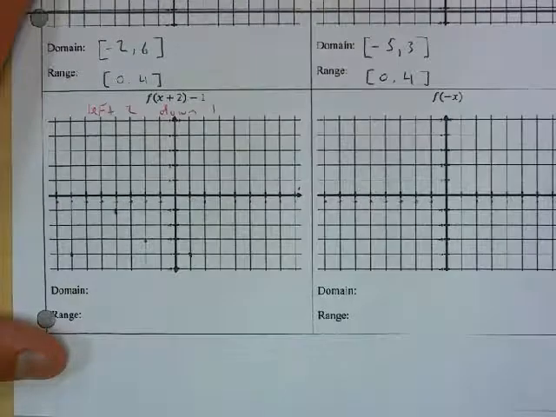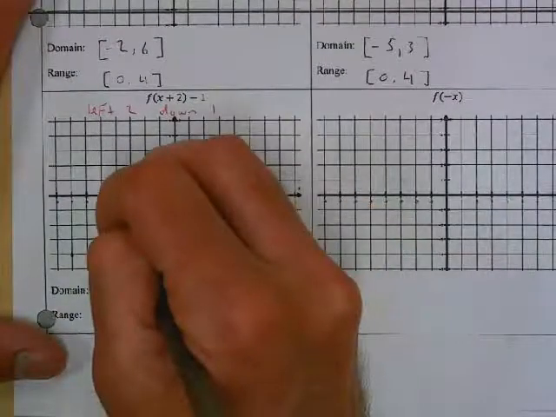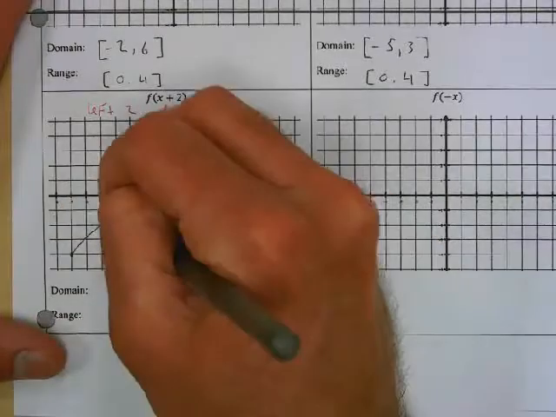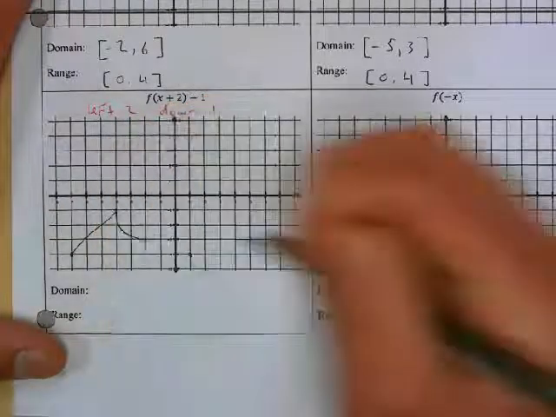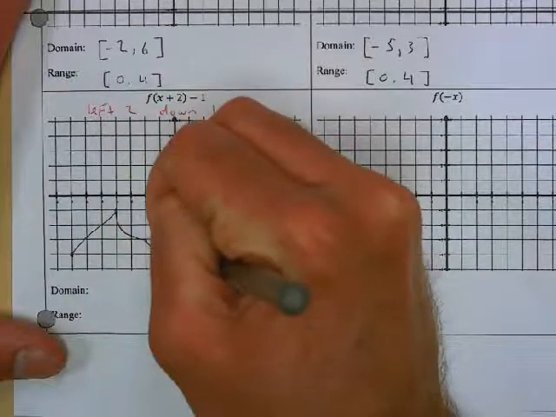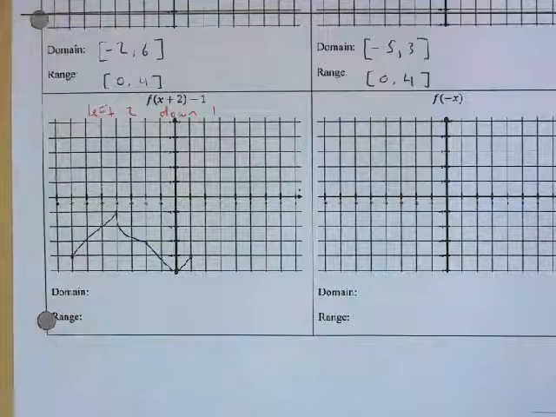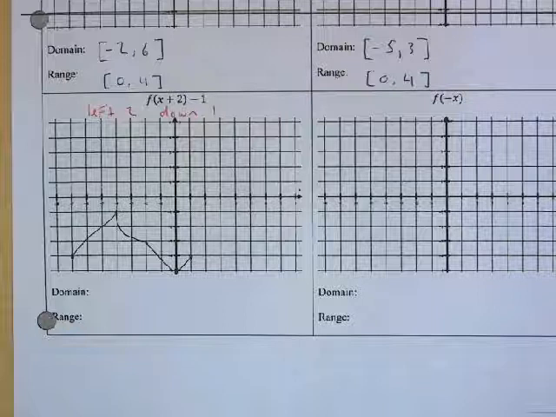Okay, and then we just want to connect the dots. First two have a straight line. Second, we got that little quarter circle, and then straight line, straight line. All right, so then here's our graph f of x shifted left 2 and down 1.